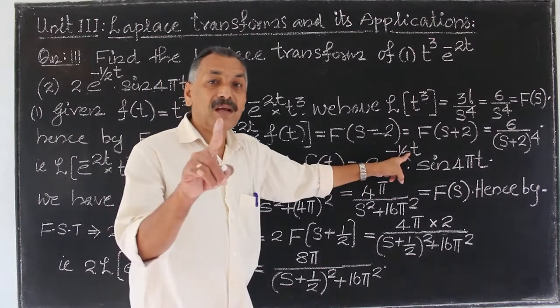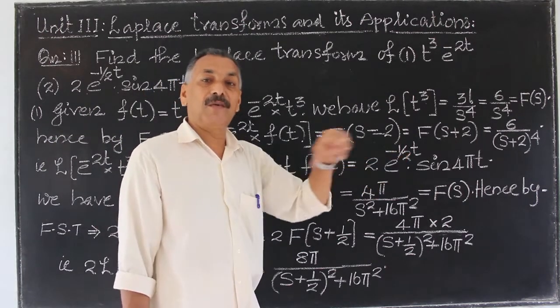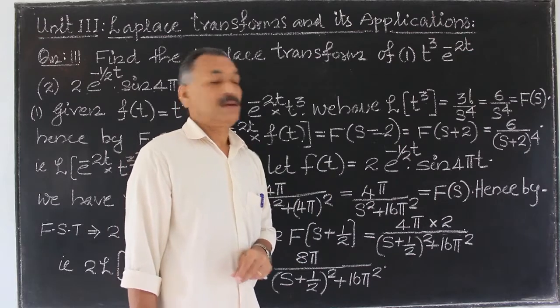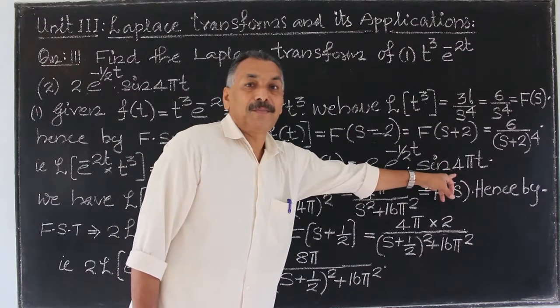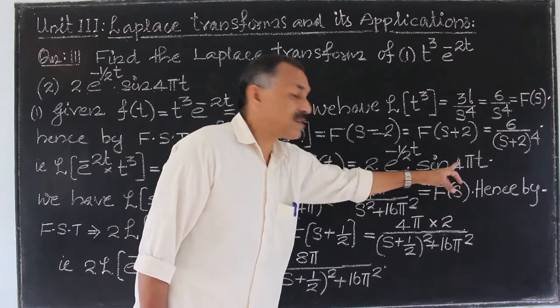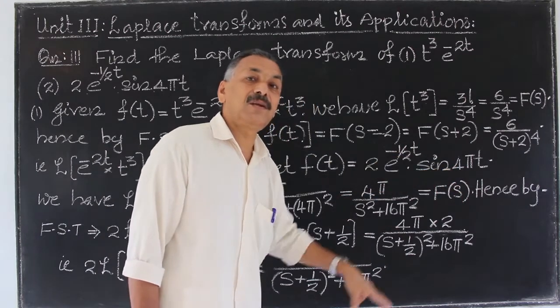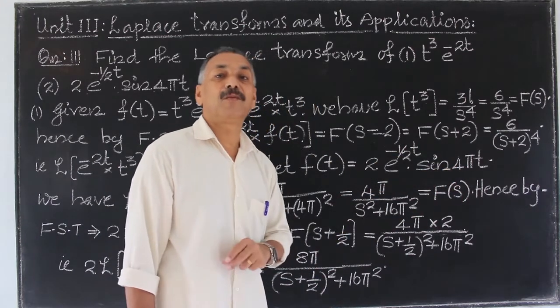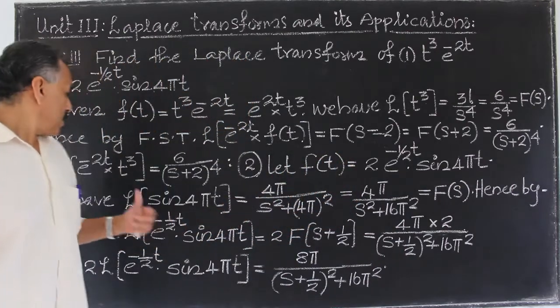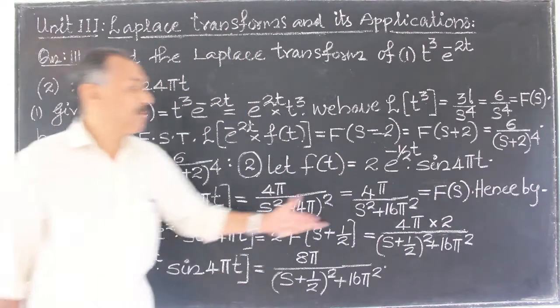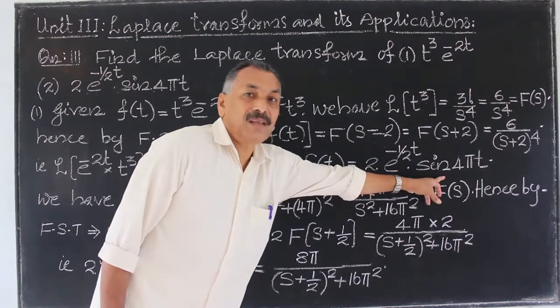In the formula, we have the first shifting theorem. Then this is the transform, this is the transform f of s. This is e raised to at into transform f of s minus a in the formula. Therefore, we have the Laplace transform of e raised to at into f of t.